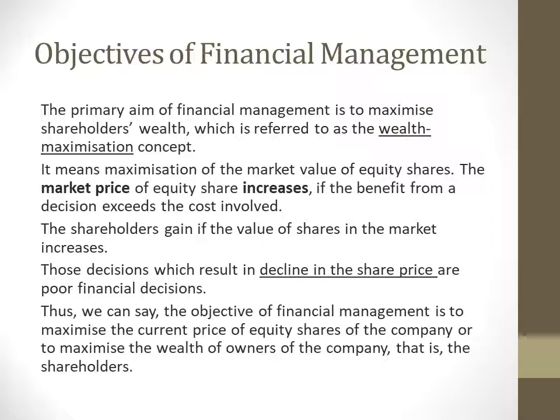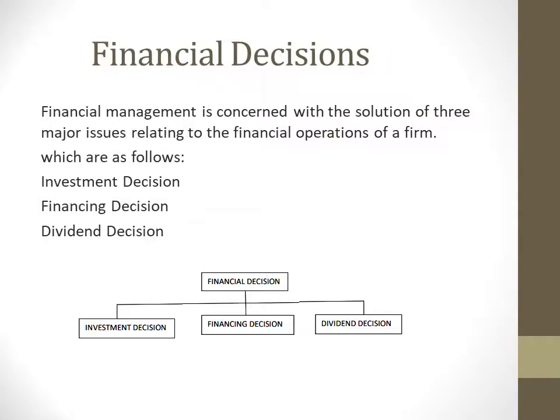and it will be taken such that the benefits from the decision exceed the cost involved. In this way, the wealth of the owners will be maximized. The three financial decisions which a financial manager has to take are the investment decision, financing decision, and the dividend decision. We will study these three decisions in detail.